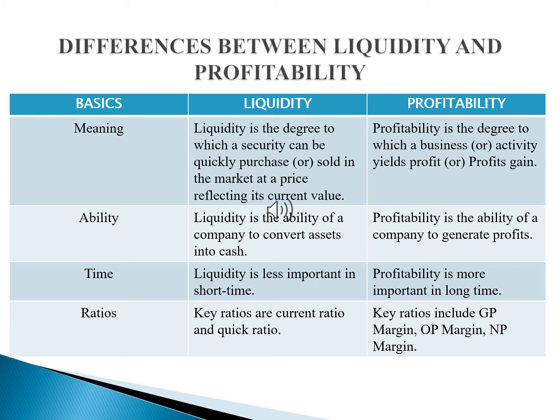Ability. Liquidity is the ability of a company to convert assets into cash, but profitability is the ability of a company to generate profits. Time. Liquidity is more important in the short term, but profitability is more important in the long term. Ratios. Key liquidity ratios are the current ratio and quick ratio, but profitability ratios include gross profit margin, OP margin and net profit margin.